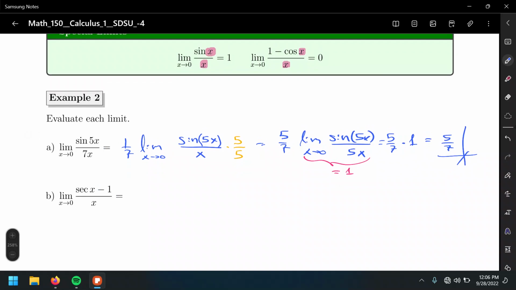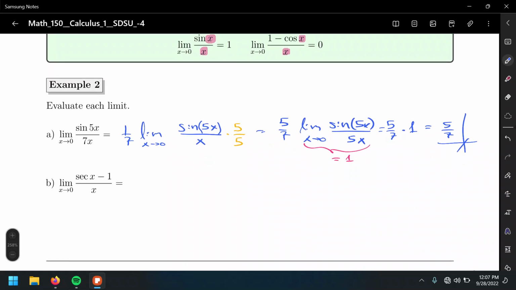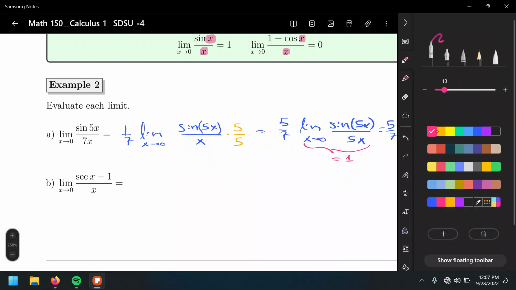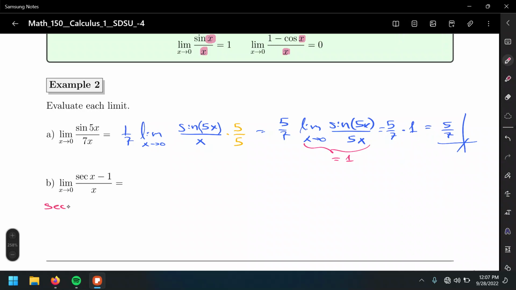Let's look at the next example. Letter B, secant x minus 1 over x as x approaches 0. Of course, well, if we do direct substitution, okay, let's do one step at a time. Secant of 0 minus 1 over 0. But secant of 0, well, at first glance, it's not easy to just come up with the value for a secant function. However, we can use trigonometric identities and make this calculation a lot easier. So let's recall that secant then is the reciprocal of cosine.